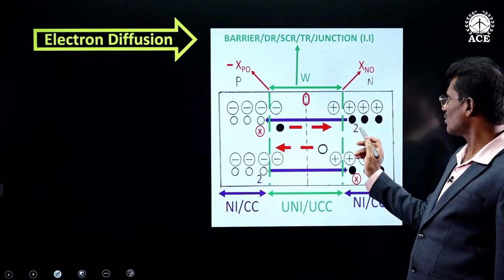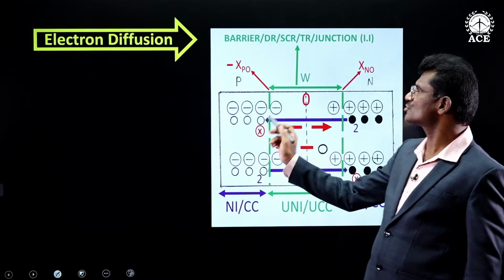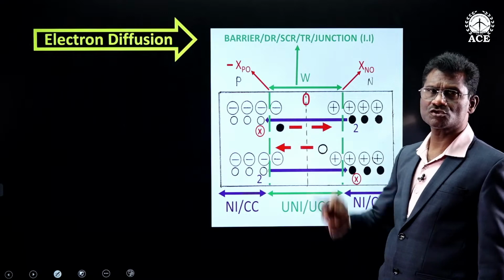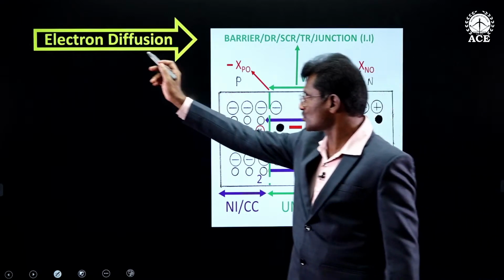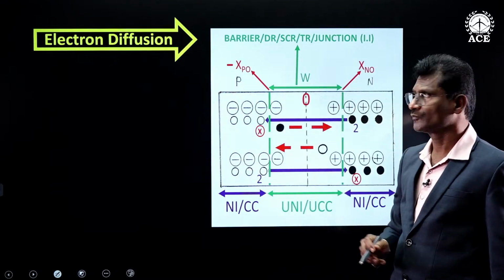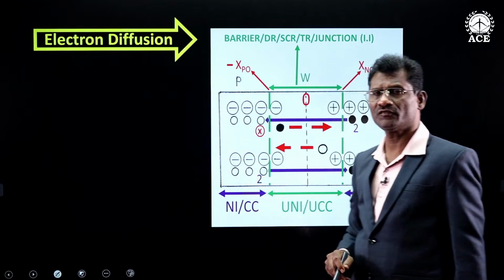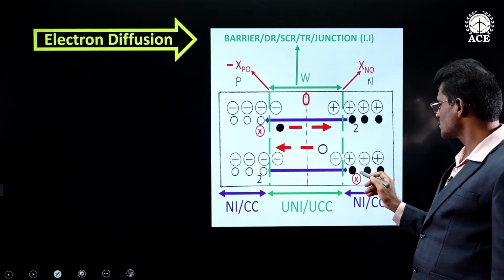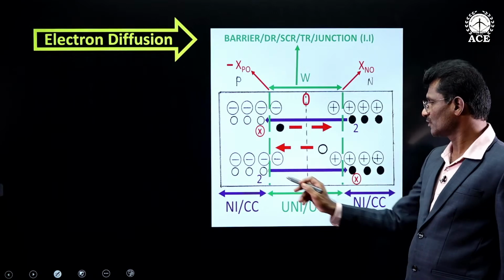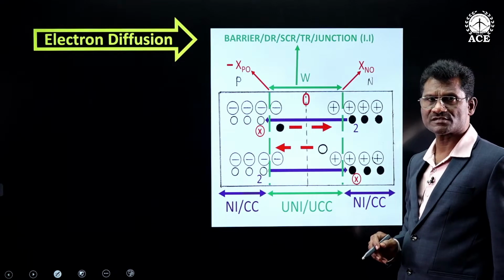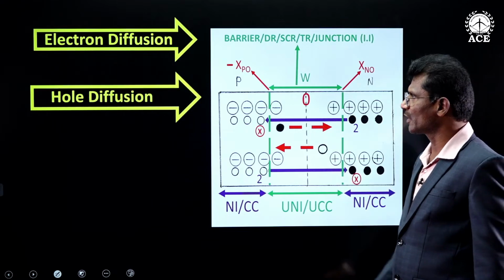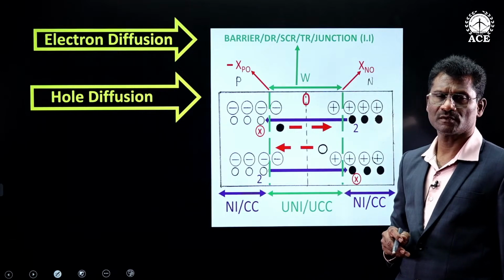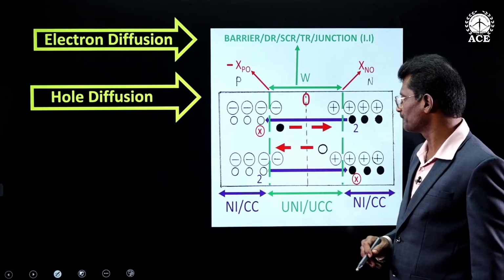Now, this electron is diffusing from N to P, and hence it produces a current from P to N, called electron diffusion. Direction is P to N. This hole is diffusing to the N side, and hence it gives a current called hole diffusion. Direction is P to N.